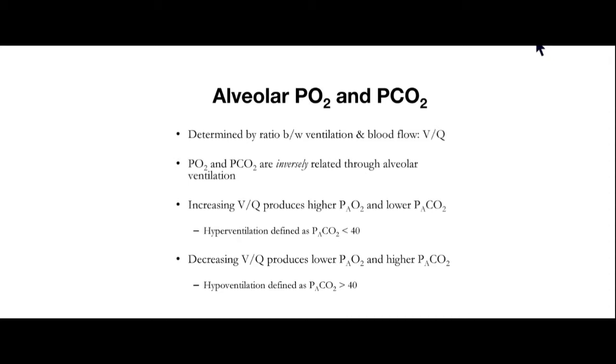If you were to increase your VQ ratio, that means that you are elevating the ventilation compared to perfusion. So a greater degree of breathing at a constant blood flow would be an example of that. So what's that going to do? You're breathing faster, but your blood flow hasn't changed. What are you going to be blowing off more of? CO2. You're going to be blowing off more of CO2, and you're going to end up having a lower alveolar PCO2. You're going to have a higher PO2.